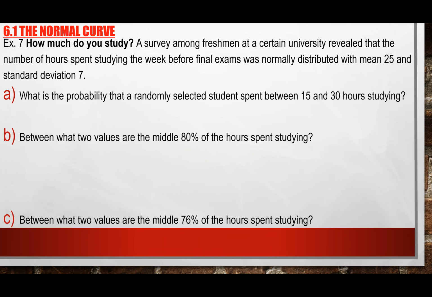So one thing is, this survey asks college students how many hours they spend in the week before the final exam, and the result came back with a mean of 25 hours on average, and the standard deviation is 7 hours of study the week before, right? And then on A and B, we are just going to do A and B.